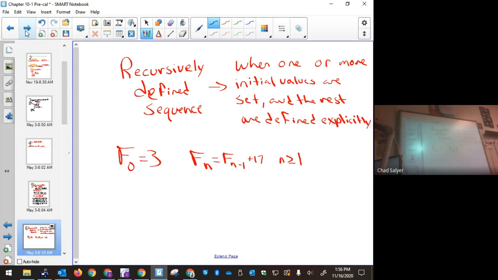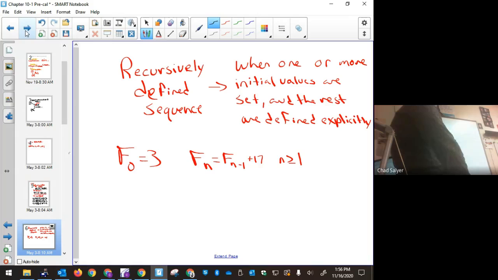So this is a recursive definition. It depends on one or more initial states. So I can't have it depend on the term that came before without defining at least one term. In some cases, they depend on more than one term that came before, including the most famous one of these, which we'll talk about next.